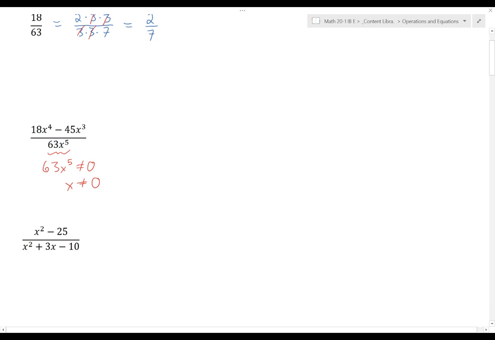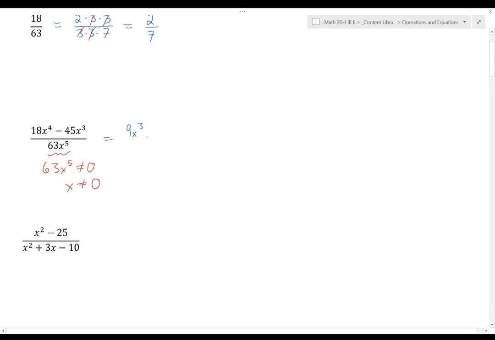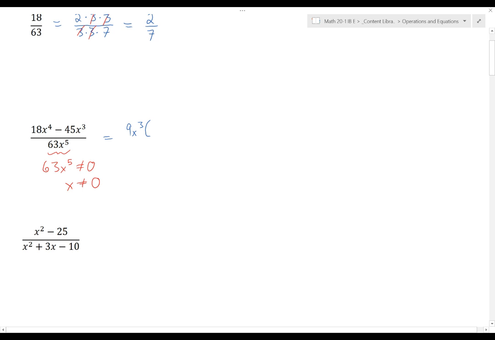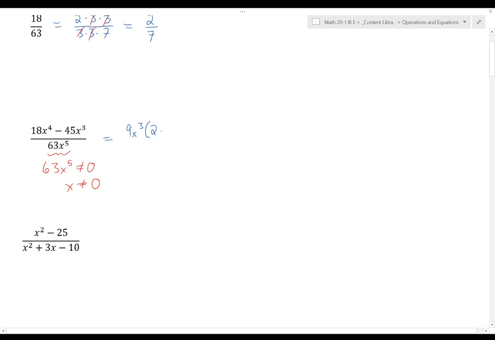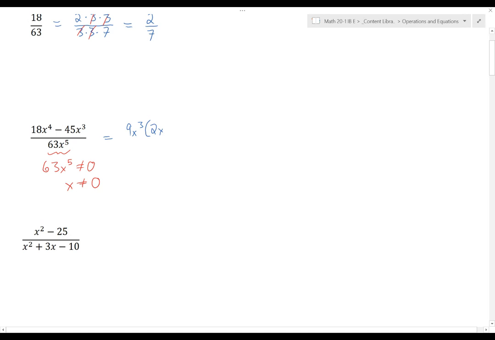But remember the process. We factor. We look for common factors. So in this case, my numerator is a binomial. So to factor it, while I have a common factor, and I'm actually trying to pull out the greatest common factor between 18x to the power of 4 and 45x cubed, the greatest common factor here is 9x cubed. And when I divide 18x to the power of 4 by 9x cubed, I get 2x. Minus 45x cubed divided by 9x cubed is minus 5.